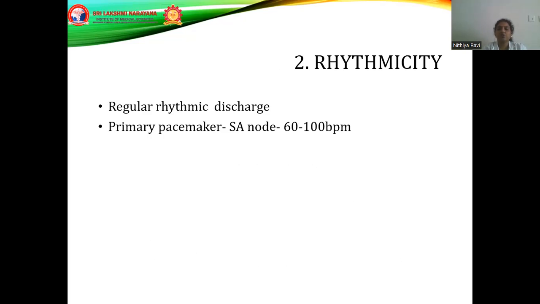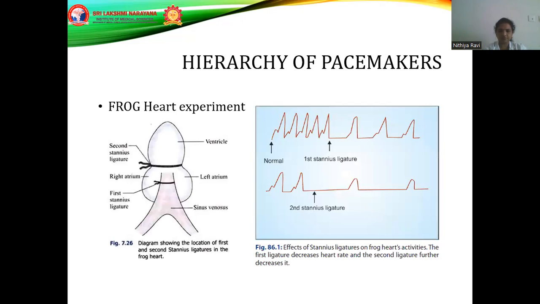Then the next property is rhythmicity. What do we mean by rhythmicity? There is a regular discharge of these impulses in a rhythmic fashion. The primary pacemaker of the cardiac tissue is the SA node, and this produces impulses at a rate of 60 to 100 beats per minute. When talking about the hierarchy of the pacemakers, we already saw that the SA node is at the highest hierarchy, with an impulse generation of around 60 to 100 beats per minute.